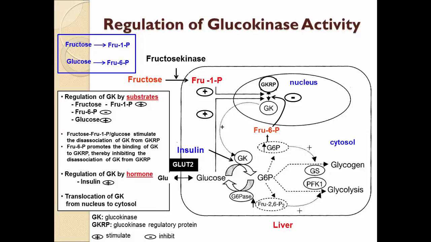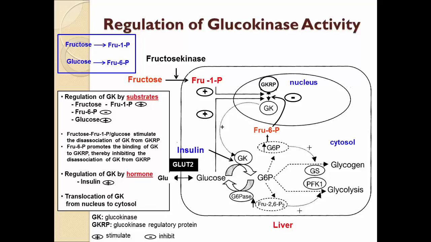So it allows glucokinase to be released from the nucleus into the cytosol for its action, because the glycolytic pathway occurs in the cytosol. In general, fructose 1-phosphate activates glucokinase. And fructose 6-phosphate inhibits the release of glucokinase, so it actually inhibits glucokinase activities. And insulin directly regulates glucokinase activities or the transcription, the gene expression.